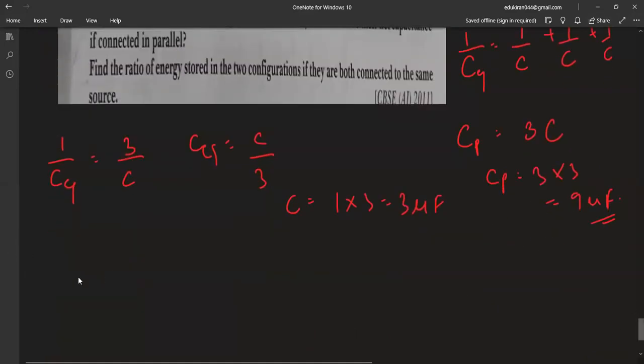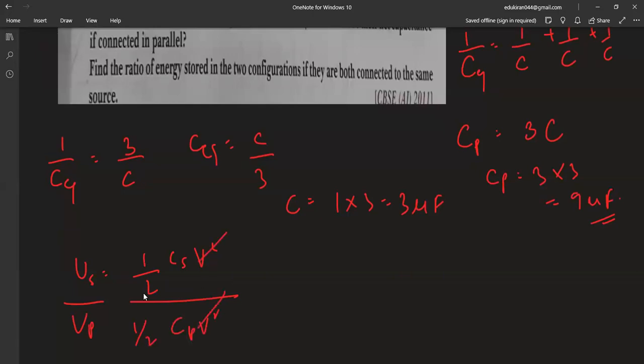Find the ratio of energy in the two configurations if both are connected to the same source. For the series one, you will use half C series V square. For the parallel one, you will use half C parallel V square. These will be cancelled. C equivalent in series was given as 1, and C equivalent in parallel is 9. So the ratio is 1:9.